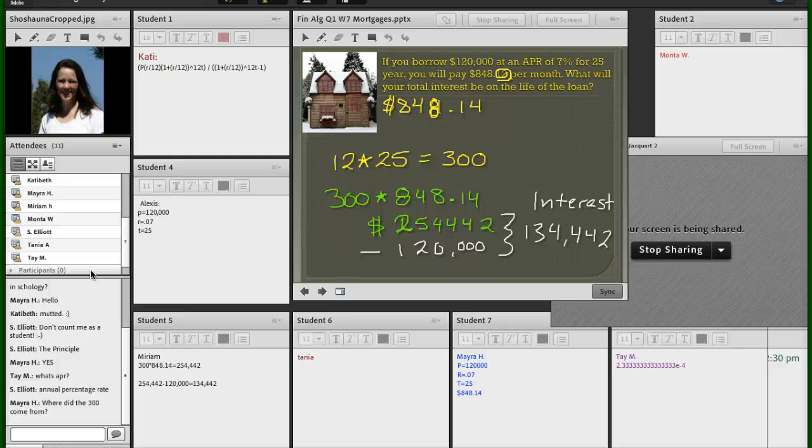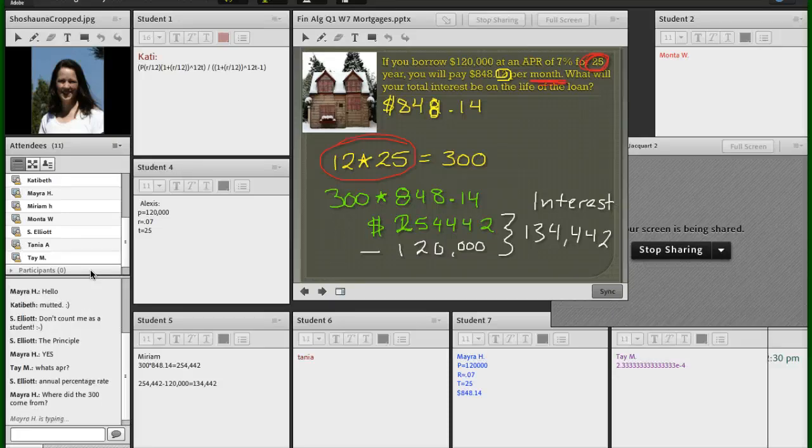Anyway, Mayra, you asked where the 300 came from. Do you know where it came from now? Probably not, because I never addressed it. Well, I did, but not that much. So if we look at our story problem, we have a loan for 25 years, and we're making monthly payments. That is why we took 12 times 25 to see how many payments we're making on our house. And it was a cute house too.